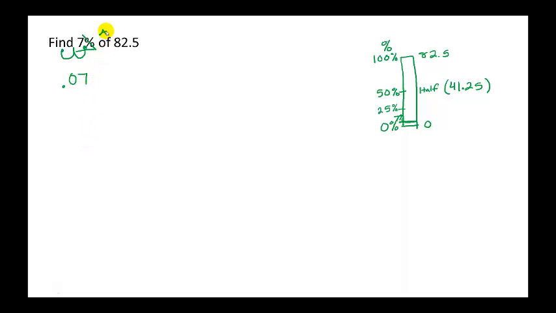Of is our key word that tells us to multiply, and we're going to multiply by 82.5. So when I multiply 82.5 times 0.07, I don't need to line up the decimals. When multiplying, we can ignore the decimals until the end. So 5 times 7 is 35. We get 14 plus 3 more is 17.